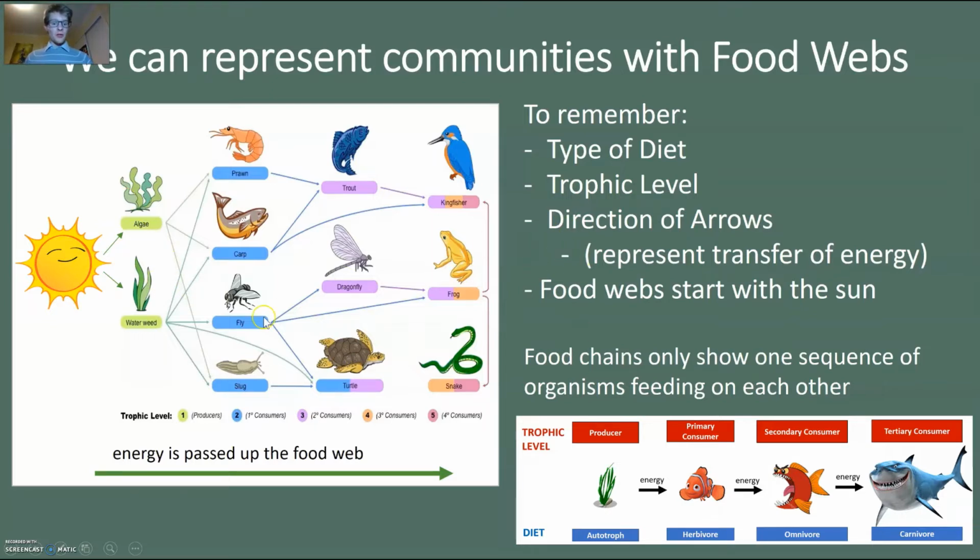With these last two points, it's important to know that when you draw arrows in a food web, they need to go from the first organism to the second. They need to be going in this direction because the arrows show the transfer of energy. Okay, the energy of this waterweed is being transferred into the carp as the carp eats it. And so that's why food webs always start with the sun, because the sun is the original producer of the energy for ecosystems. More on that later.